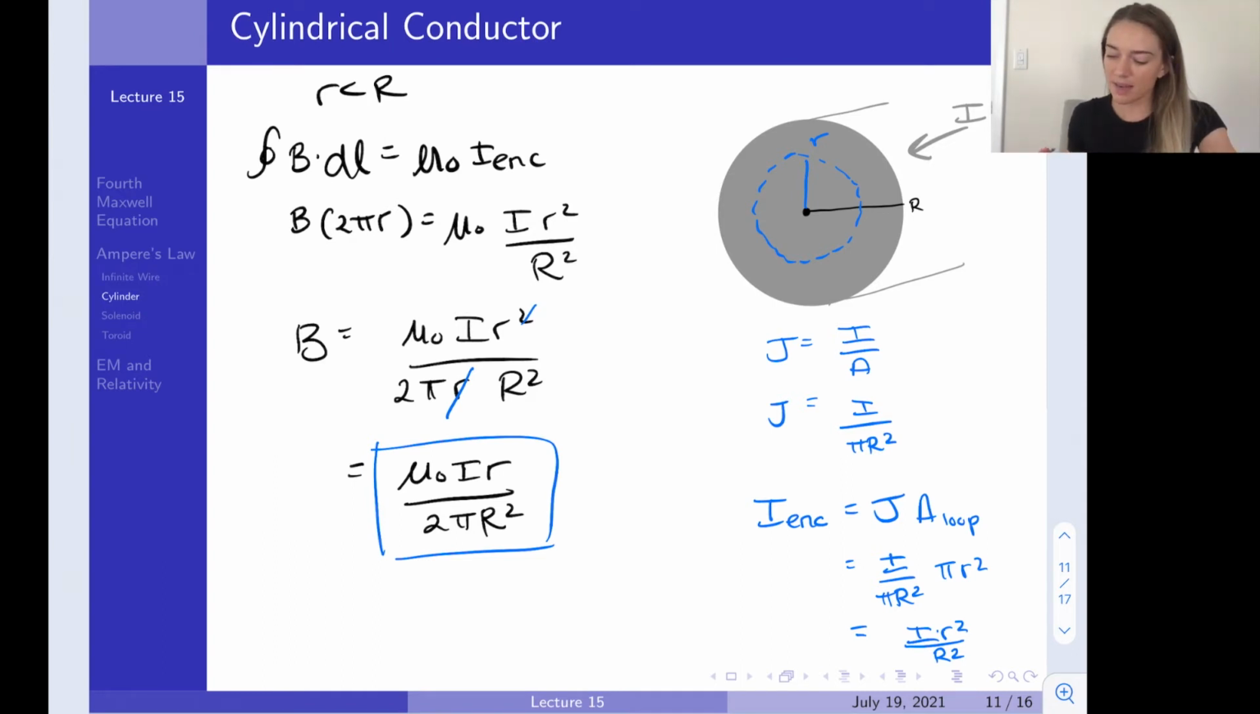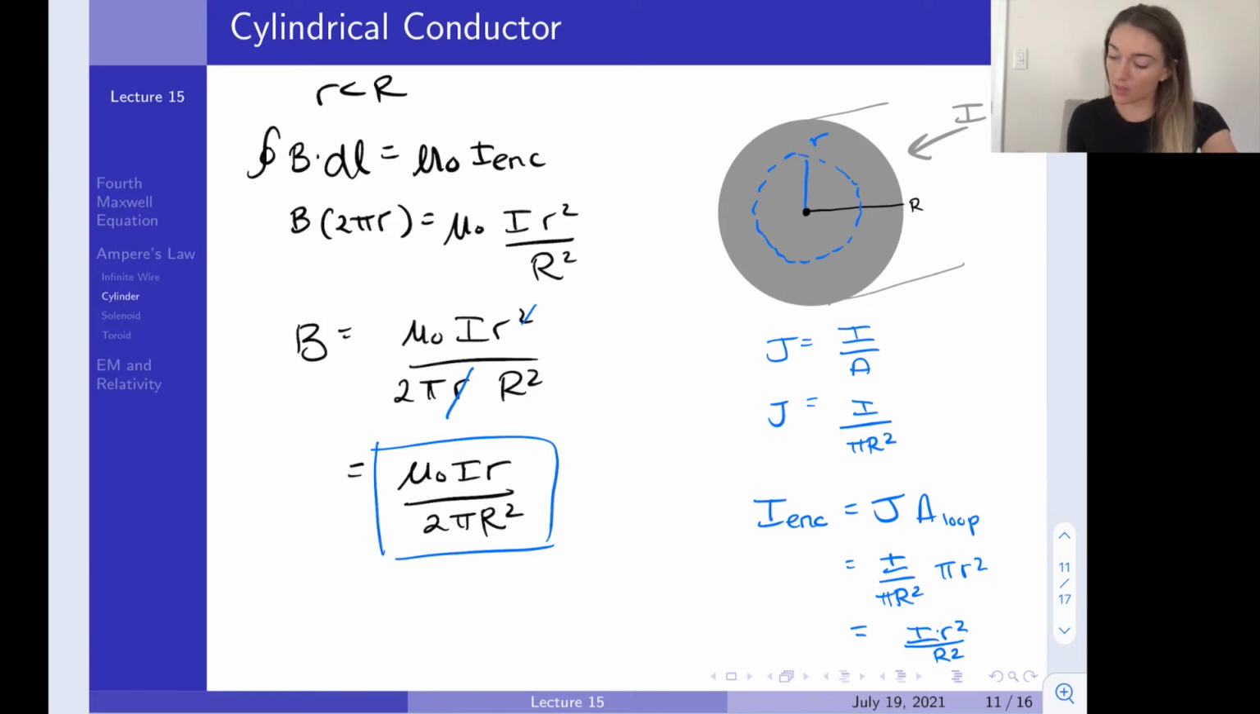And it makes sense that our magnetic field is increasing with r because as we move further and further out in this conductor, we're enclosing more and more current. So it makes sense that our magnetic field should be getting stronger with the radius while we're inside the conductor. And then as soon as we are outside the conductor, it looks like that of an infinite line again.